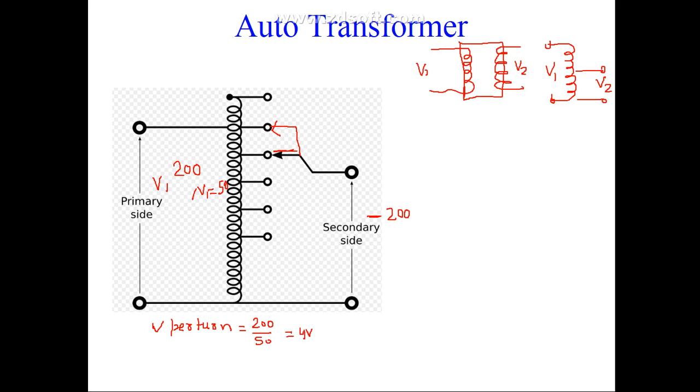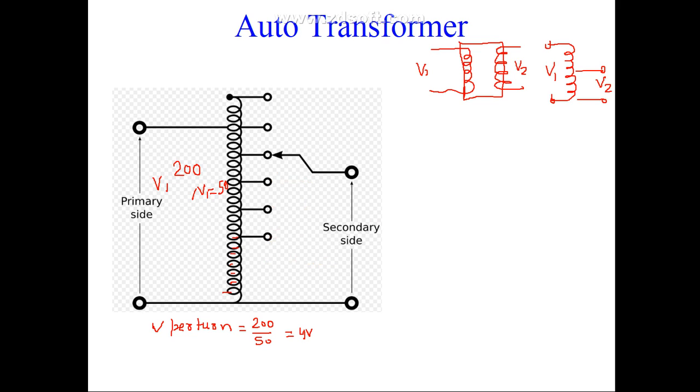Now if you change the number of turns, for example up to this point, here if you select like this, the number of turns will be less. For example, if we count, this is 1, 2, 3, 4, 5, 6, 7, only 7 turns. So you will get in the output 7 into 4, 28 volt. So in this way, if you move this slider, the number of turns will increase, so the voltage will increase. Similarly here. So in this way, the auto transformer is giving you the output voltage.